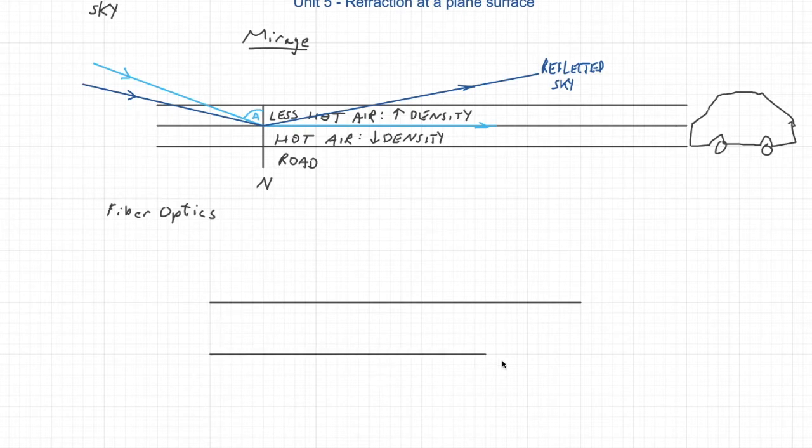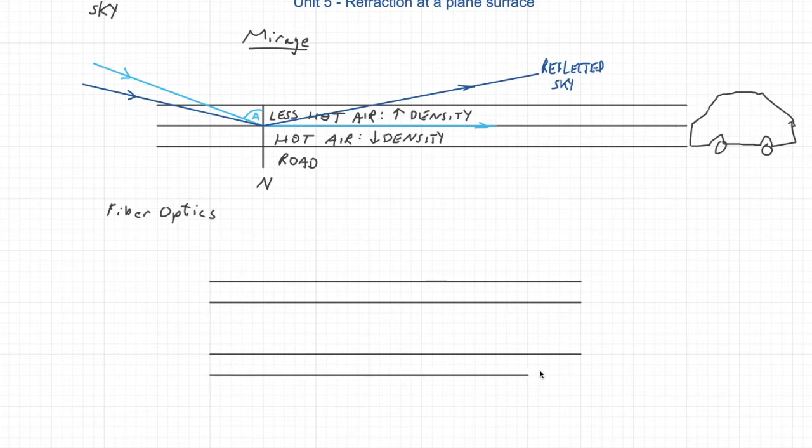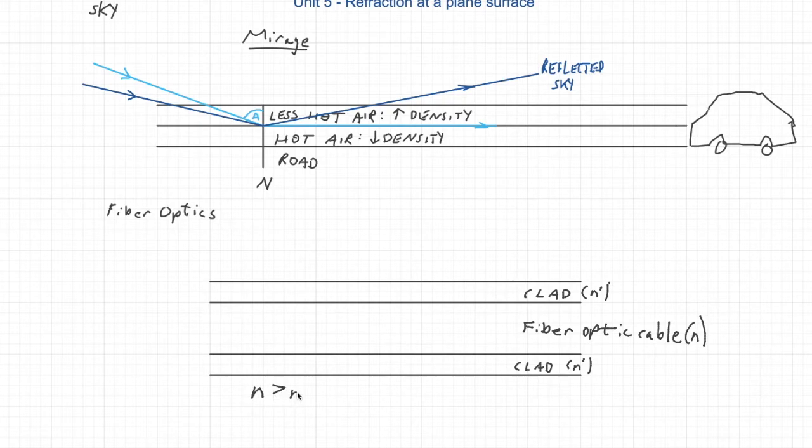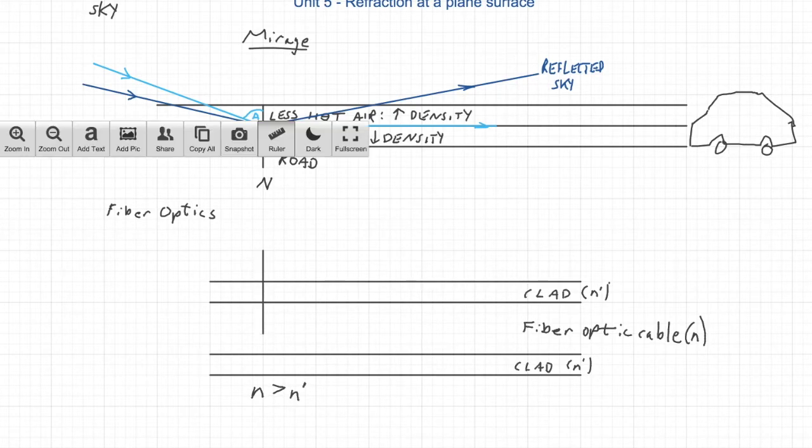Now, the other thing that the critical angle explains is fiber optic cables. Why does the light stay inside this clear cable? Why doesn't it leak out? So, the fiber optic cable, let's say, has an index of n. It's surrounded by another transparent material called the clad with a different index of refraction. Let's say the clad has an index of n prime. And n, the index of the fiber, is greater than the index of the clad. So we'll draw our normal.